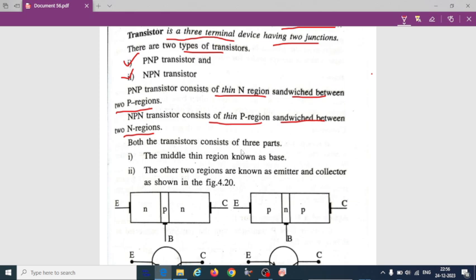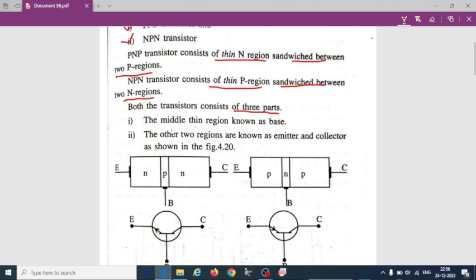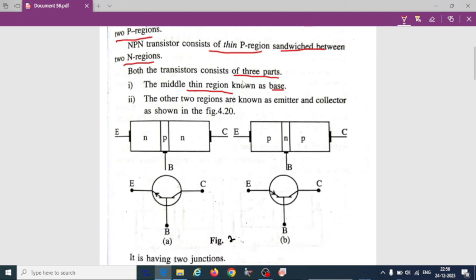So both the transistors consist of three parts. The middle thin region, which we call the base, and the two outer regions, known as the emitter and collector. So the three parts here are emitter, base, and collector.